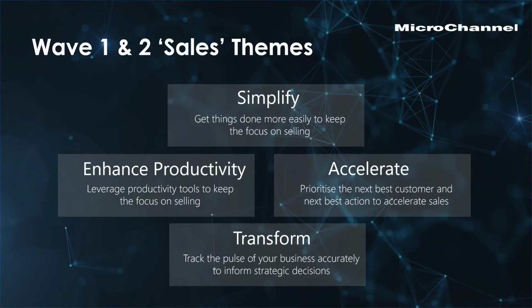We're going to be looking at enhanced productivity, leveraging productivity tools to keep the focus on selling. Once again, the focus is on selling. To accelerate, prioritize next best customer and next best actions in order to accelerate our sales process. And finally, to transform: to track the pulse of your business accurately to inform strategic decisions. So being able to really strategize as to how best we can work as a business to increase those sales and to transform our business.